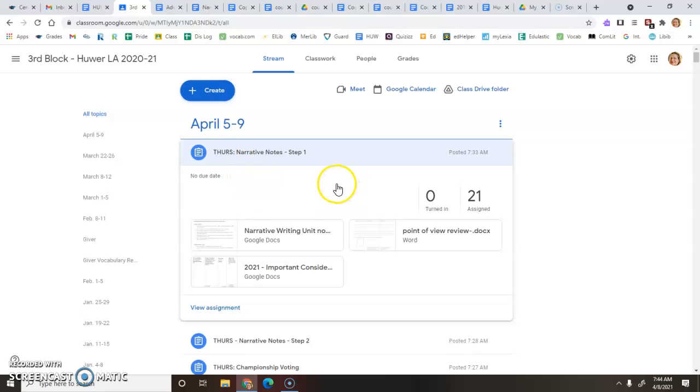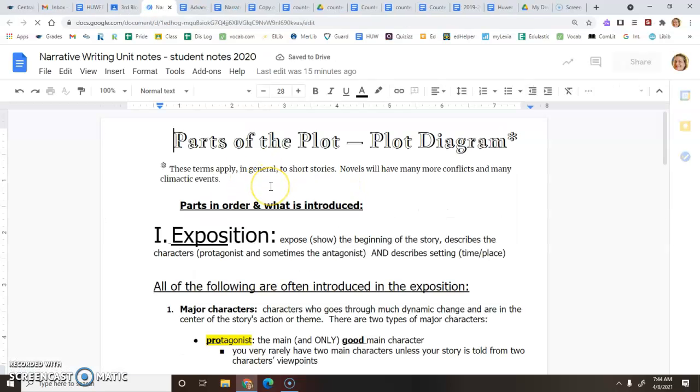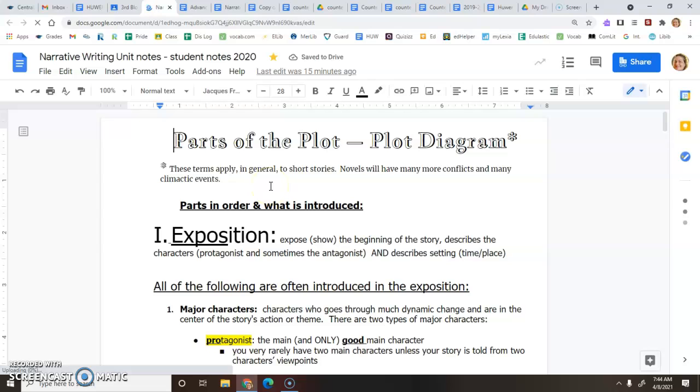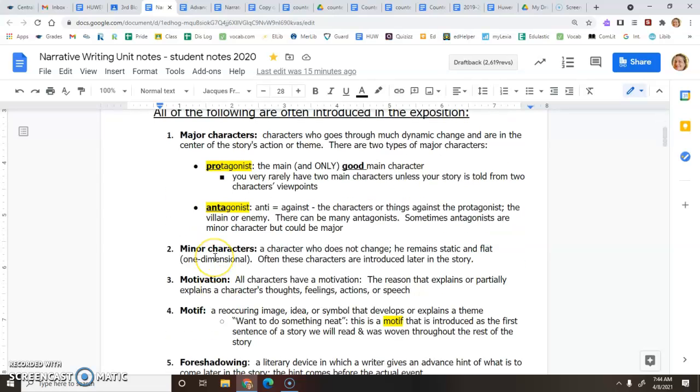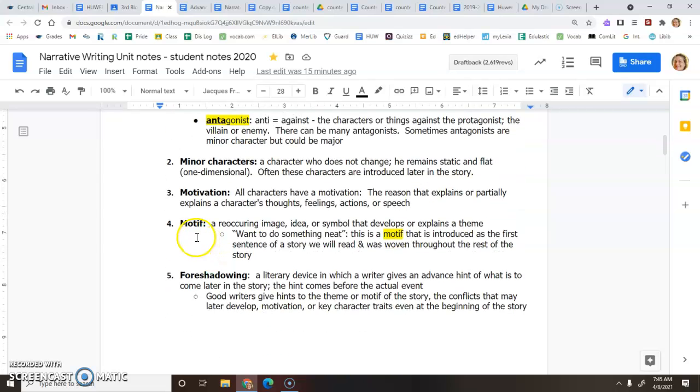What we're going to be doing is the Step 1 notes, and in the Step 1 notes, I would assume you know most of these words. Exposition, rising action, all of those are words that you've learned in the past. I'm sure you're very familiar with main character, protagonist, antagonist, the enemy. Minor versus major, you know those two words. The only word that maybe you need to review is motif.